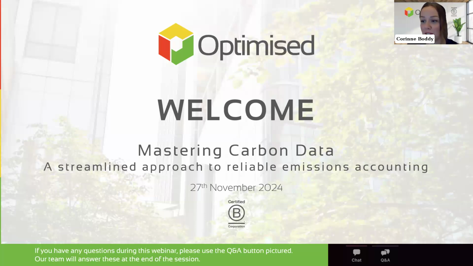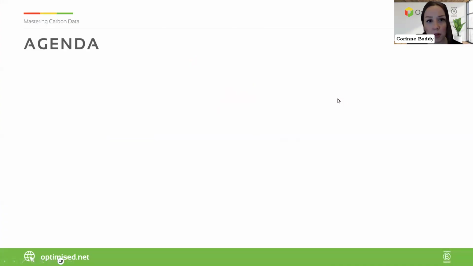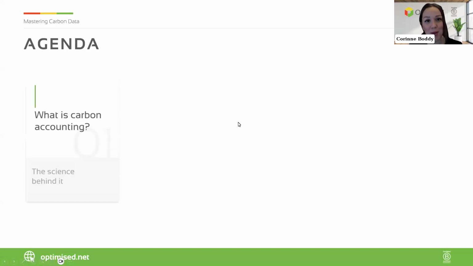We've called this one "Mastering Carbon Data: A Streamlined Approach to Reliable Emissions Accounting." I will briefly run through an agenda and an introduction, and then we'll leap into the heart of carbon accounting and why you need to be thinking about this, whether you would like to or not, within your business.